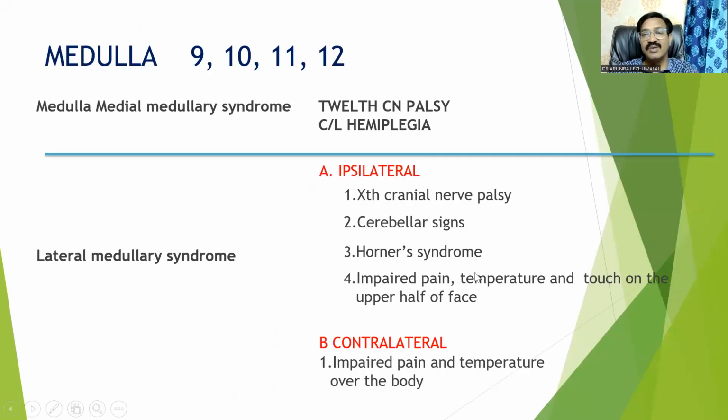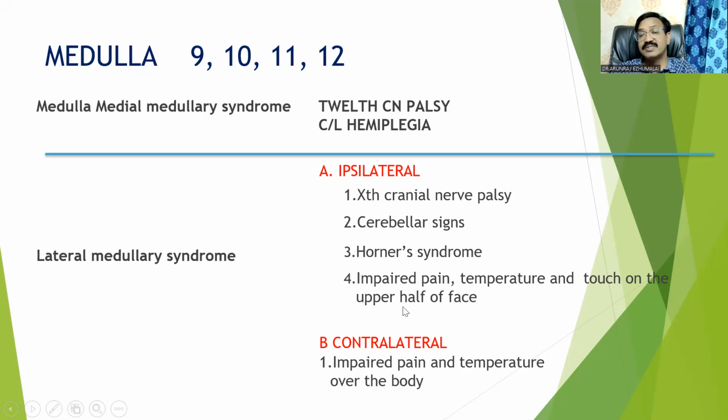Coming to the medulla, this also we have already discussed. Medial medullary syndrome: in the medulla, 12th cranial nerve palsy on the medial side. So the patient will have 12th cranial nerve palsy ipsilaterally and contralateral hemiplegia. Lateral medullary syndrome: ipsilaterally the patient will have 9th and 10th cranial nerve palsy. Ipsilaterally cerebellar signs will be there. Horner syndrome will be there.